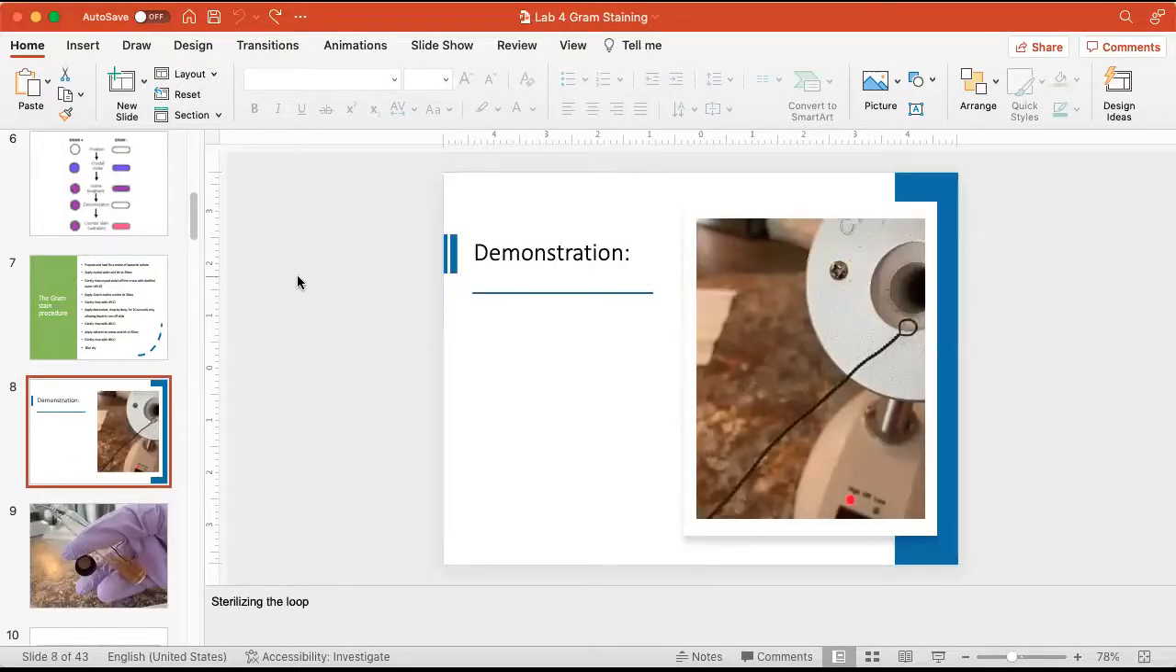The next thing we're going to do is take a look at this procedure as it's done so you can see it visually. I like to see things visually. I'm sure some of you do too.